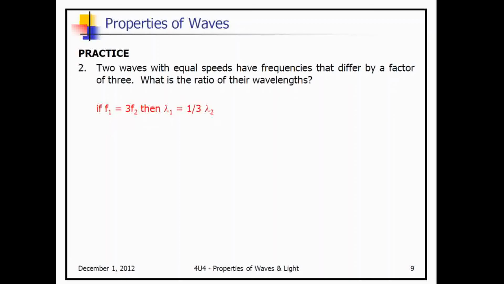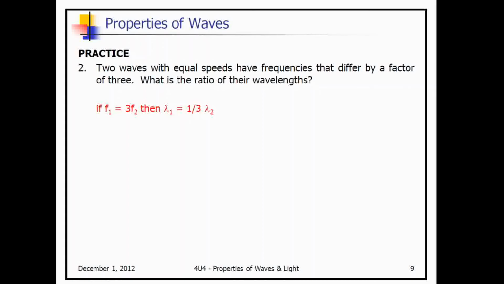Here's a quick little question here. It says, two waves with equal speeds have frequencies that differ by a factor of 3. What is the ratio of their wavelengths? So if one wave has a speed that's v, and the other wave has the same speed, we'll call it v, but the frequencies are different. We would know that the wavelengths would be basically v over f. And it would be v over f1 and v over f2.